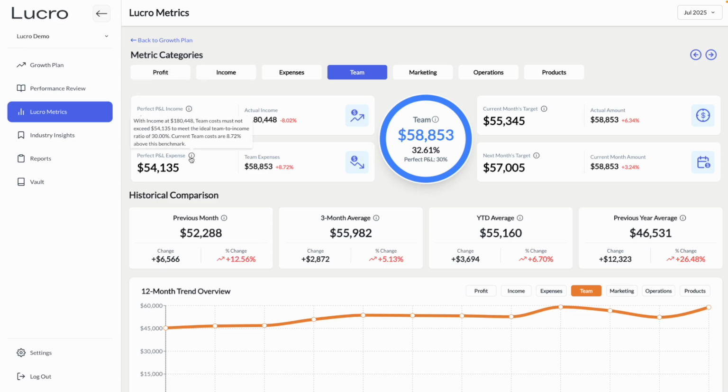Likewise, our perfect P&L expense is the reverse calculation. If we achieved an income level of $180,000, what should our team expense be? Well, it should be $54,000. Therefore, we're 8% above that, and that tooltip will give you the same information.